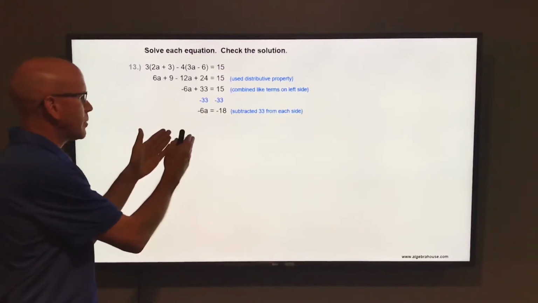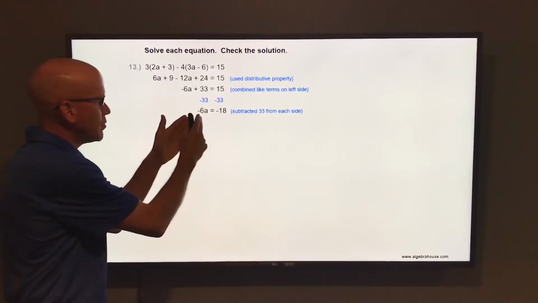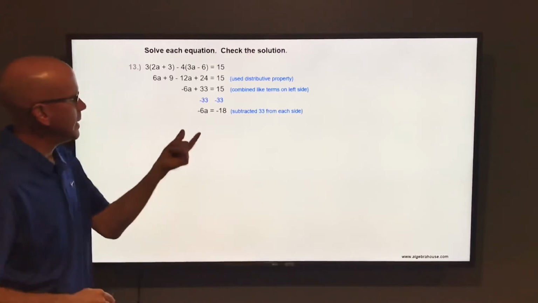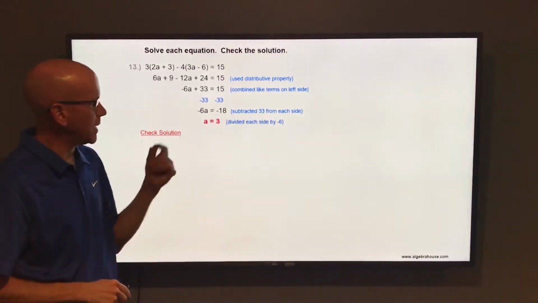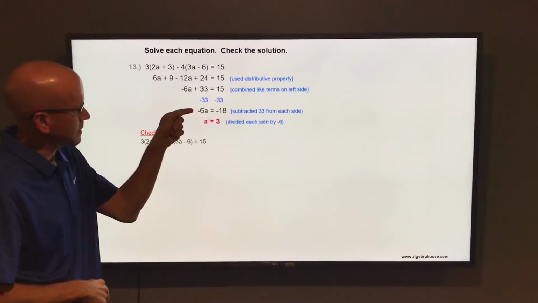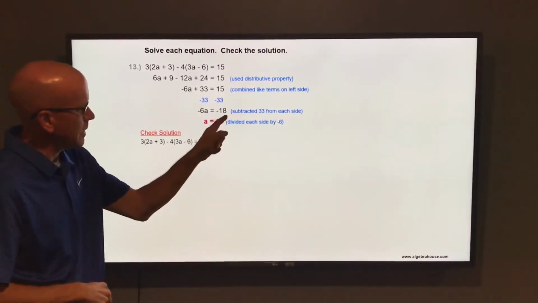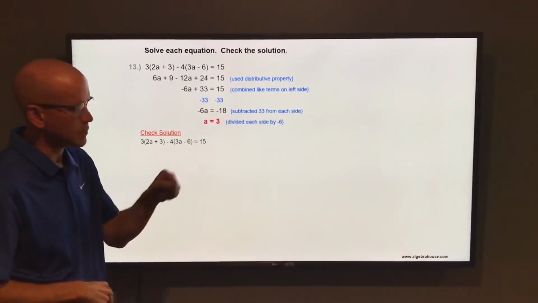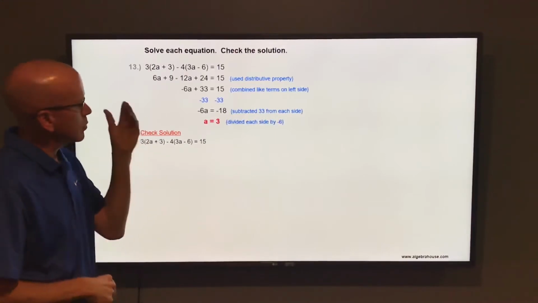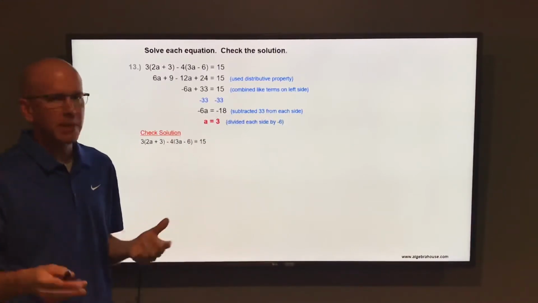So we want to get the variable by itself. To get the variable by itself, move that negative 6 to the other side. And to do that, you need to divide each side by negative 6. So if you divide negative 6a by negative 6, that would be a. And negative 18 divided by negative 6 is going to be positive 3. So we're looking at a equals 3.